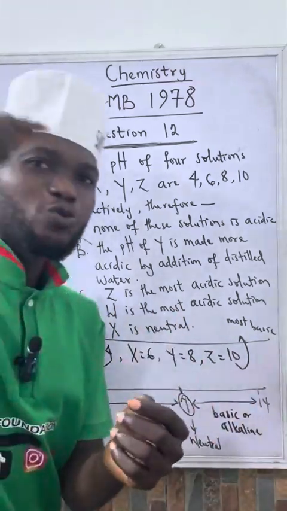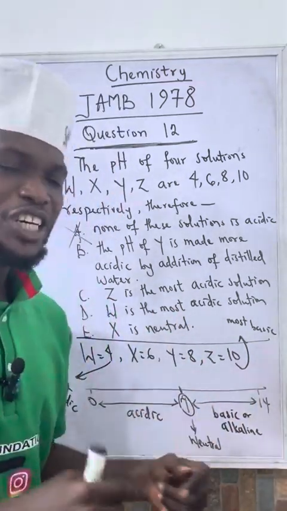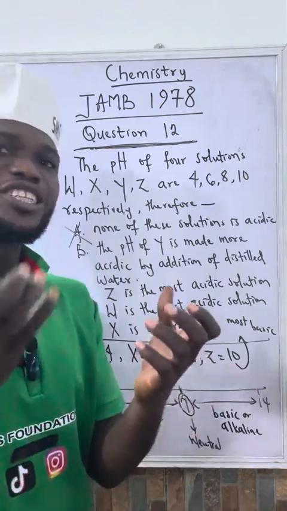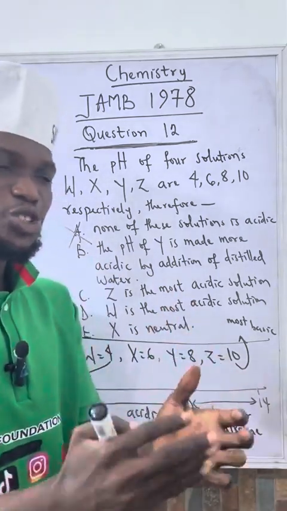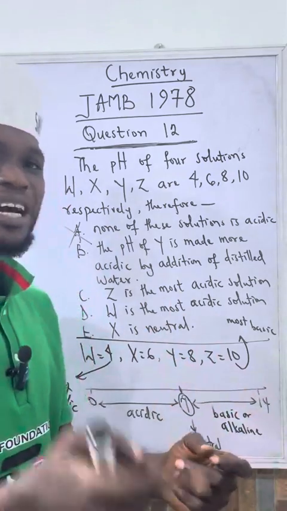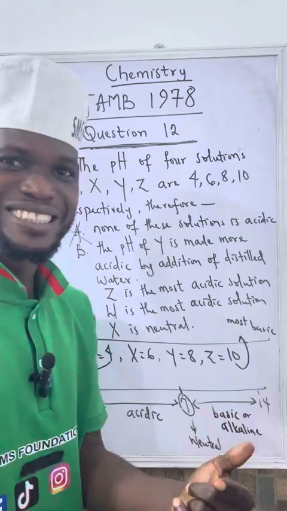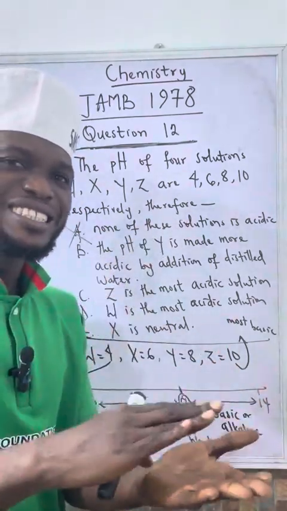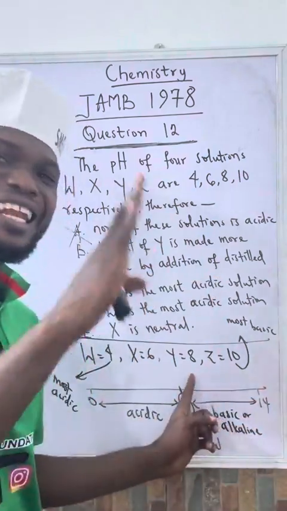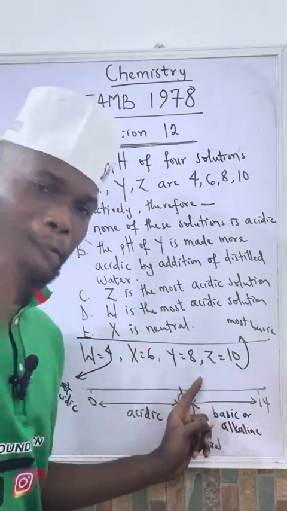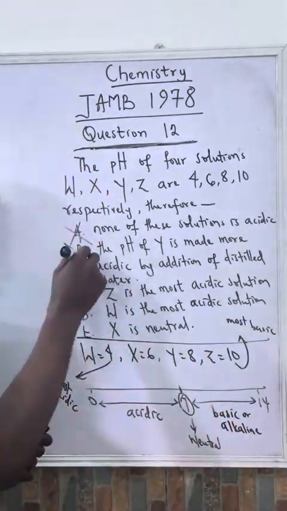Now, if you add water to the solution, you further dilute the solution. So addition of water is dilution. You just make the solution less concentrated. It doesn't mean that by adding water it will now become acidic. No. It will only make the alkalinity lesser, so close to neutral, but it is still basic. So option B is also wrong.